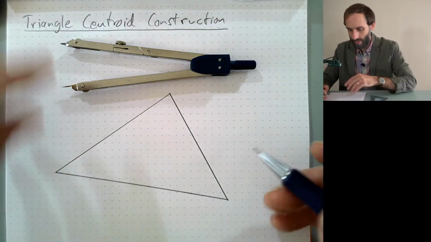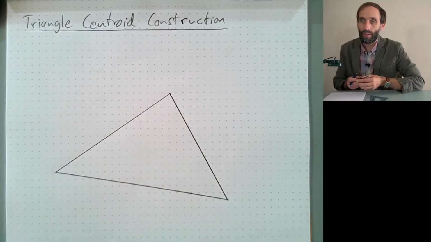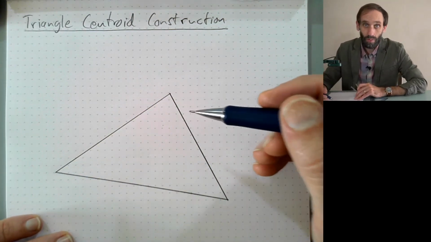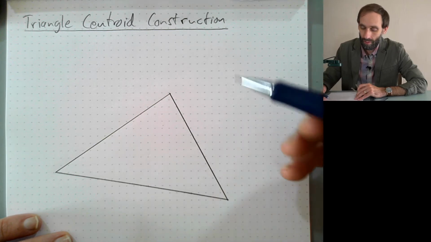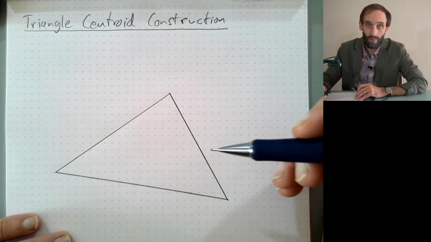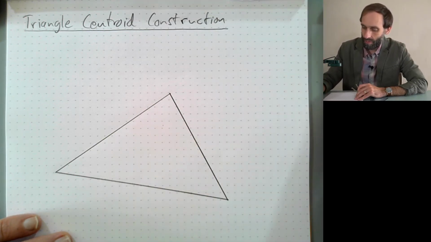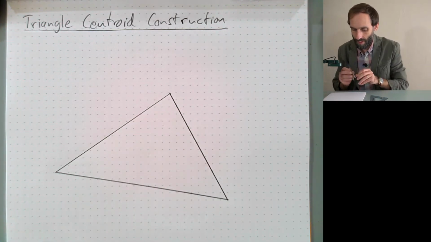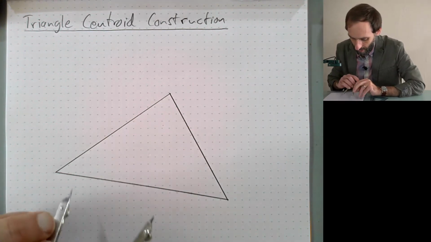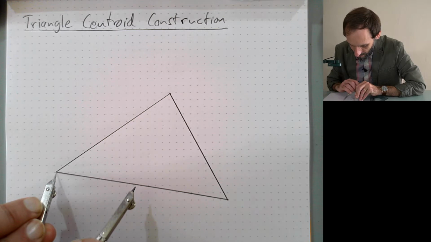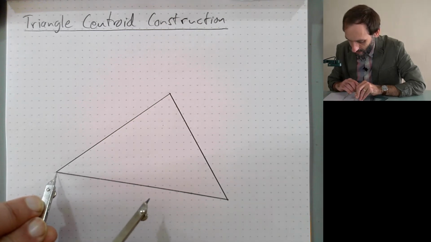Okay, so here is our triangle, and the first thing I need to do in order to construct the centroid of this triangle is find the midpoints of all three sides. So I'm going to do the construction of the midpoint, or the bisector, and I showed a couple different ways to do this in a previous video.